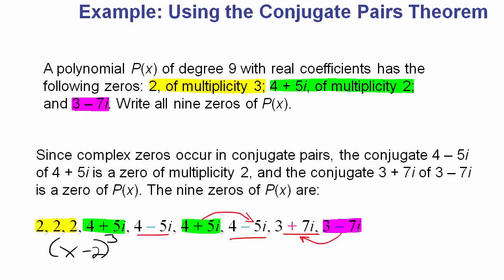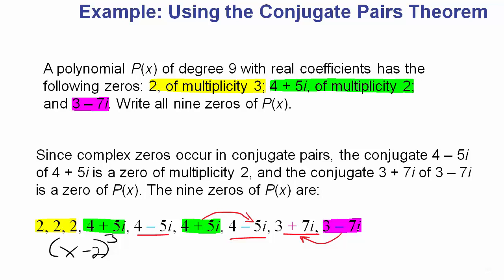Here's an example, again, where they give us a description of what the polynomial needs to be, and we have to find all of its zeros and then find the polynomial. In this case, we're just finding all of its zeros. It's degree 9, so we know there's going to be 9 zeros.